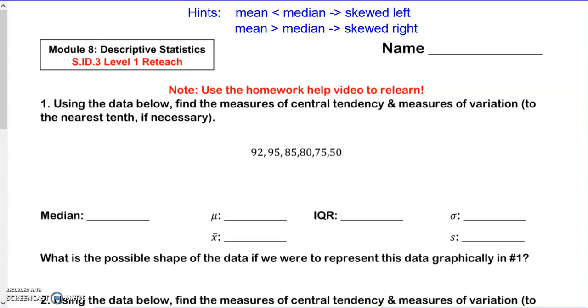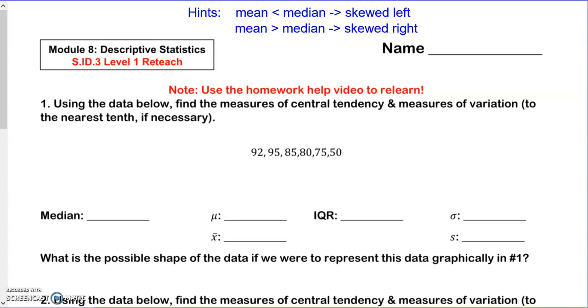Okay, today we're doing Module 8 Descriptive Statistics, S.ID.3 Level 1 Reteach. So I have some hints. When you see a mean is less than the median, we know it's going to be a skewed left graph. If we see a mean greater than median, we know it's going to be skewed right.